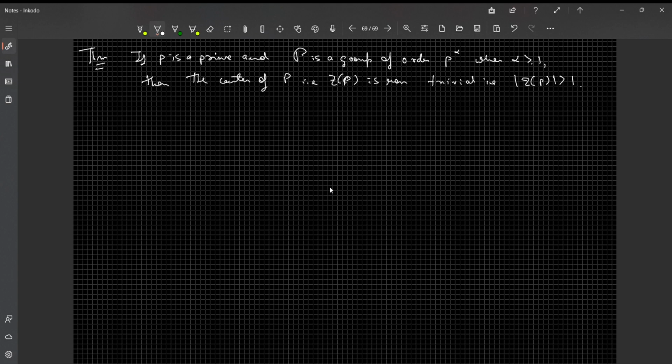Trivial means it is only the identity subgroup, right? So it must have order 1. So we are saying that the center must be non-trivial. And the proof is fairly simple, because what do we have from the class equation?